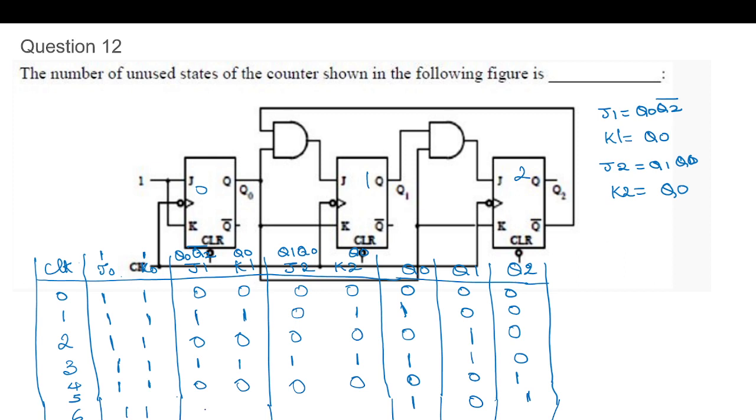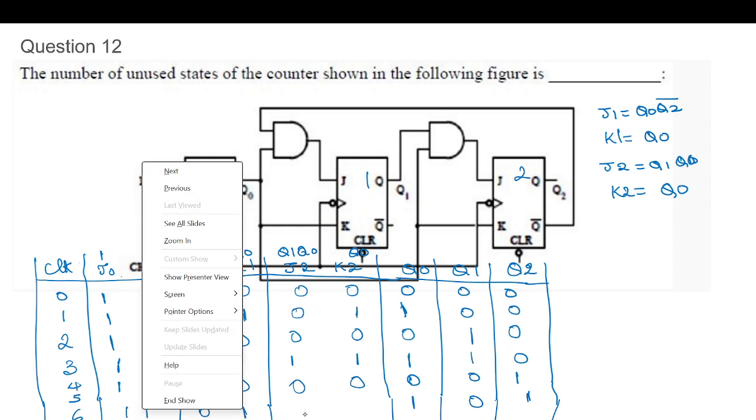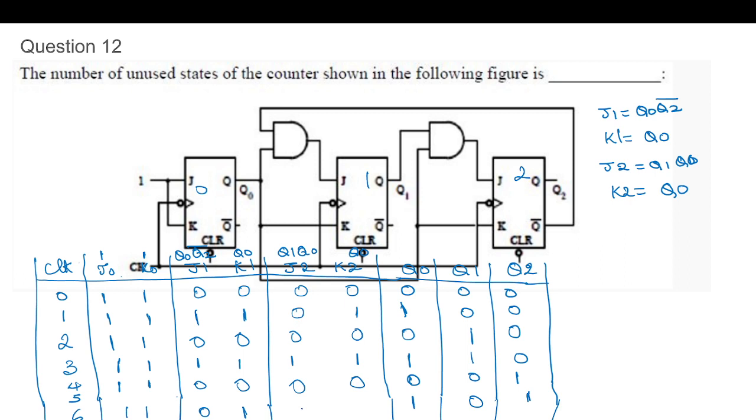Next, it is Q2. This is 0. Q1 is 1. And this is Q1, Q0, 0. So this is reset and this is toggle. So you can see we have come to the state 0, 0.